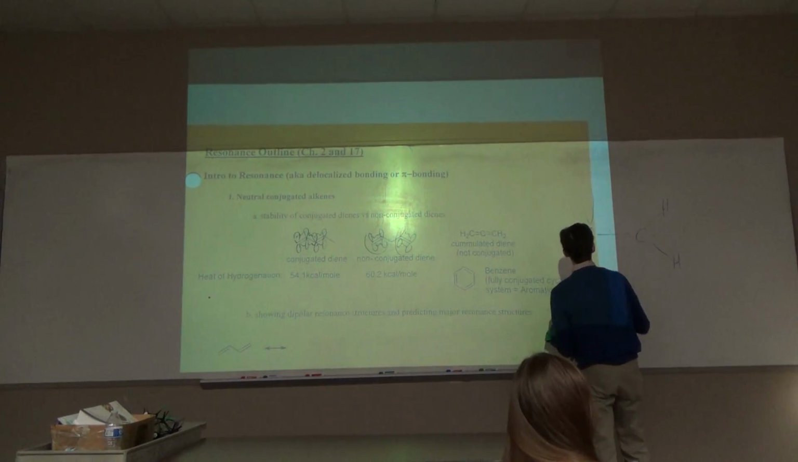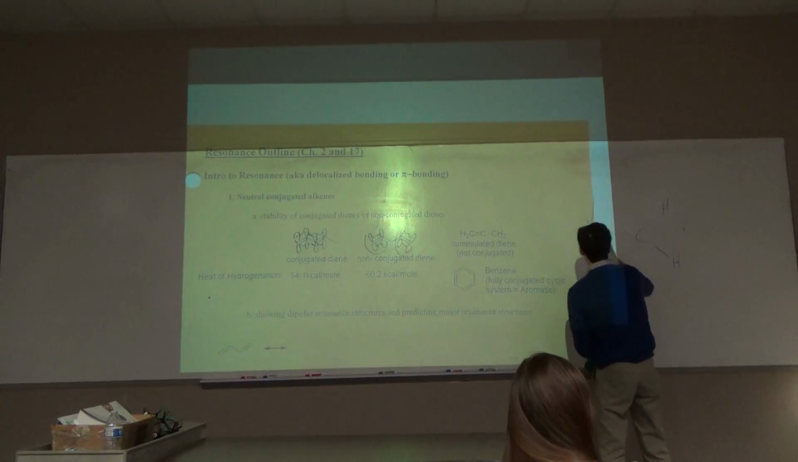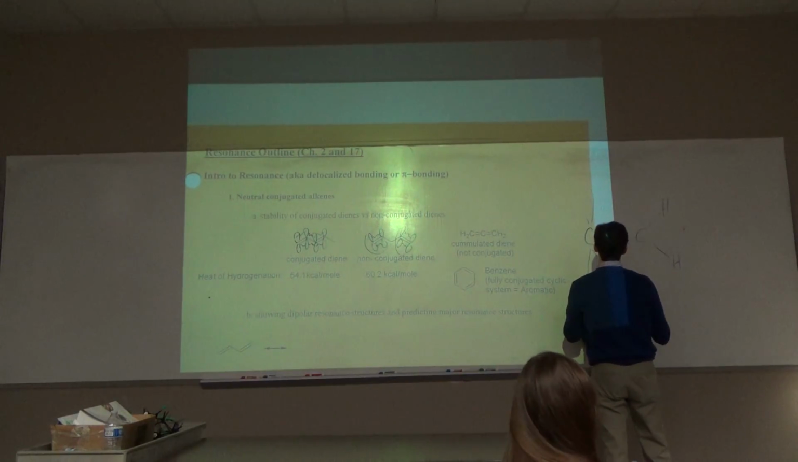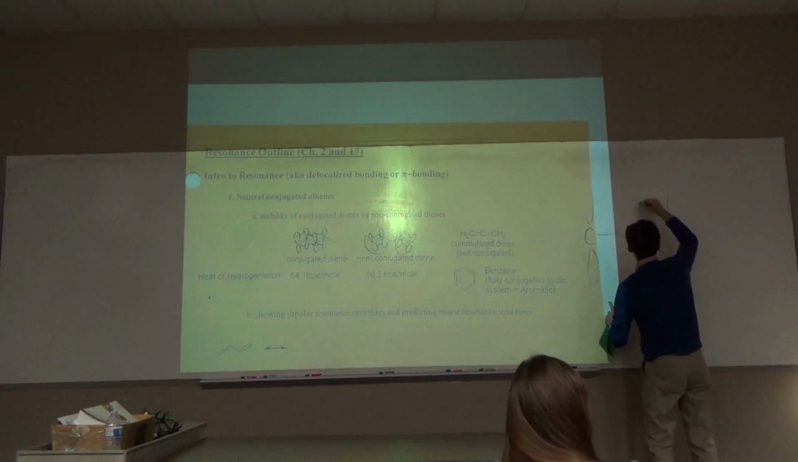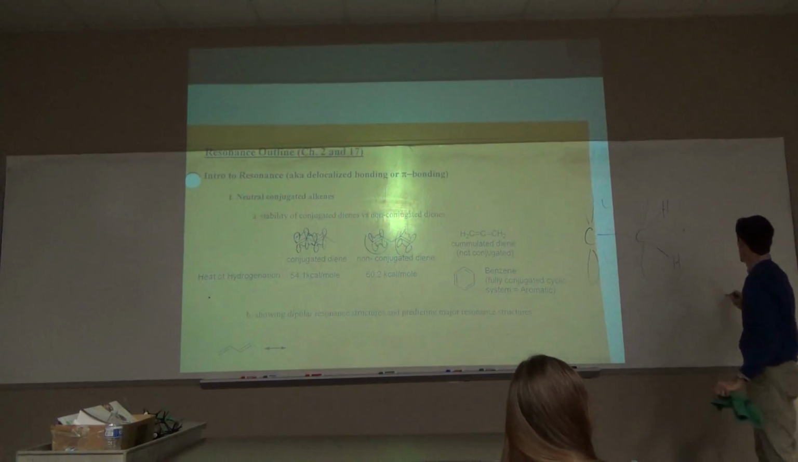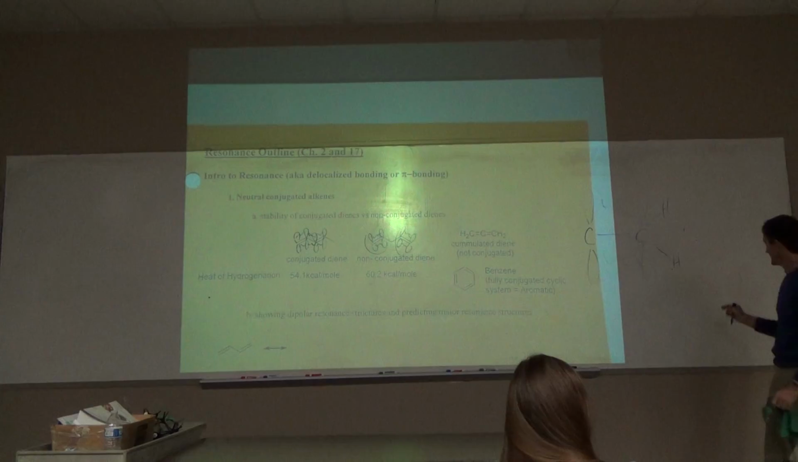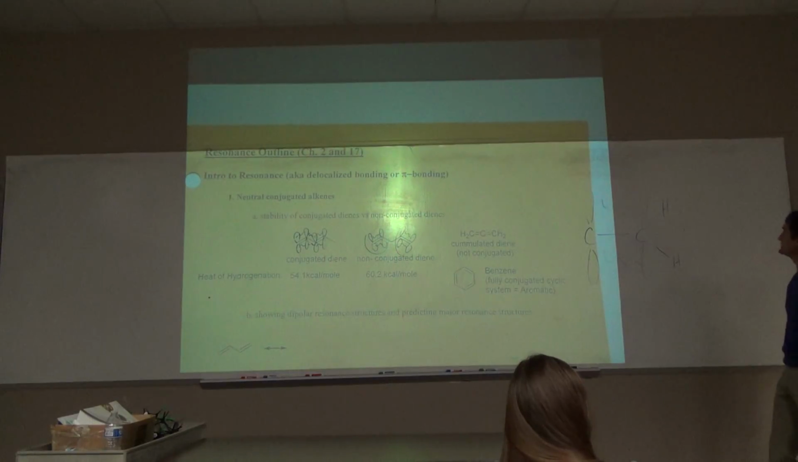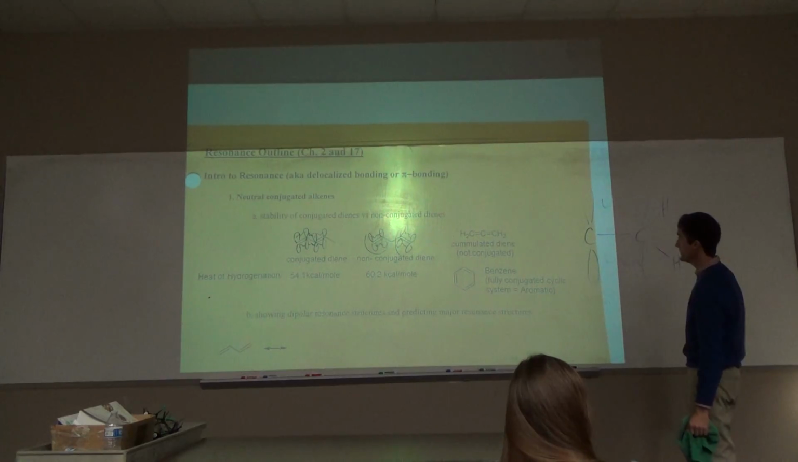Yikes. P orbital. What's over here? P orbital? Overlap, overlap. It's like they put Krispy Kreme on it or something. I don't know. It's got gunk on it. There you go. That's over there.